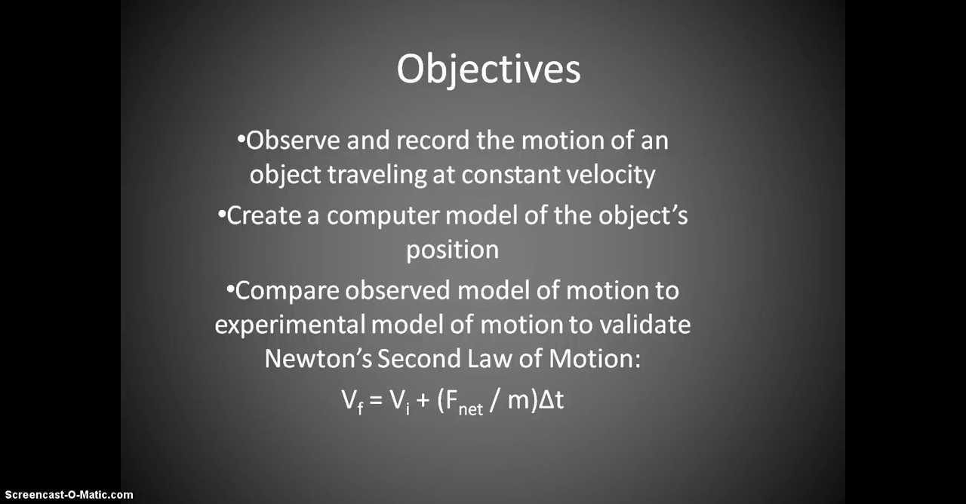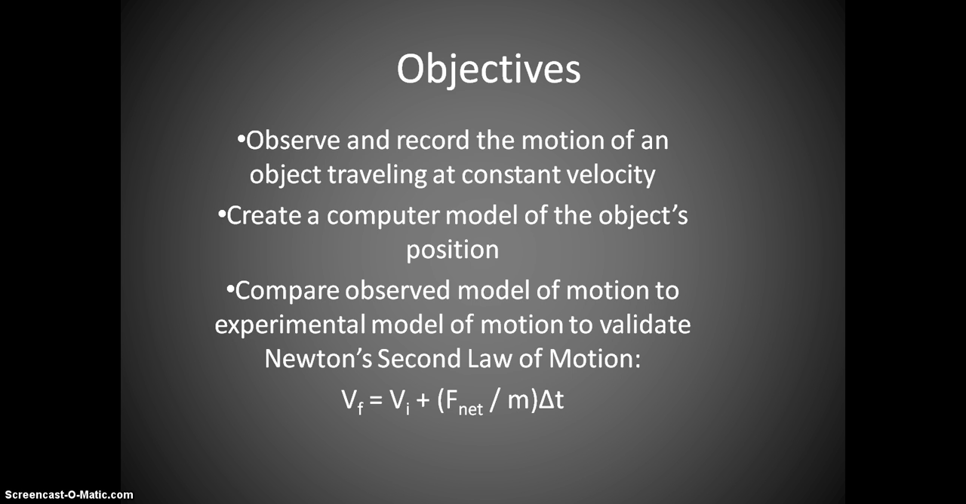The purpose of this lab is to test Newton's second law, which says, in the absence of a positive or negative net force, an object will move at constant velocity. To do this, an object moving at constant velocity in a constant direction will be observed and recorded. The computer program Tracker will then be used to import the video recording, track the motion on screen, and create a graph of the motion.